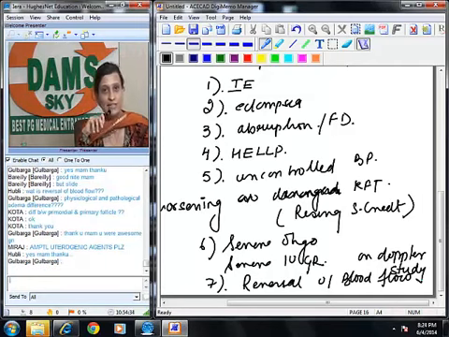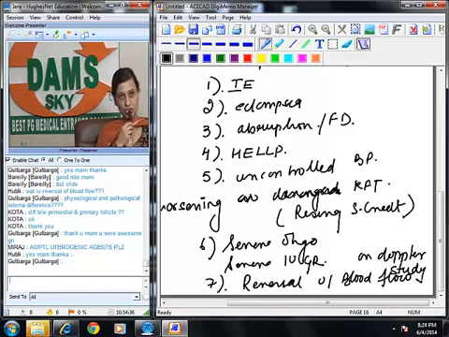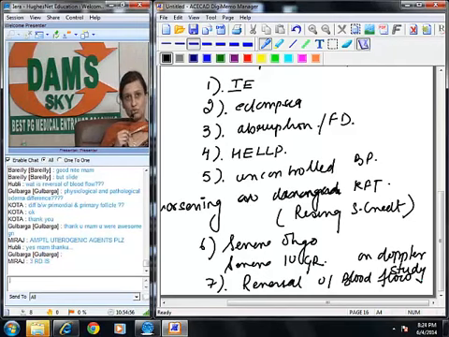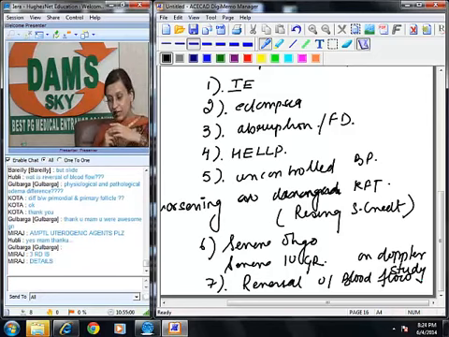AMTSL, uterotonic agents. I said the agent of choice is oxytocin. The second line agent is methergin. The third agent is symptometrine. And the fourth is misoprostol. Oxytocin, methergin, symptometrine and misoprostol. Third is symptometrine. I will write it down for you, Miraj.